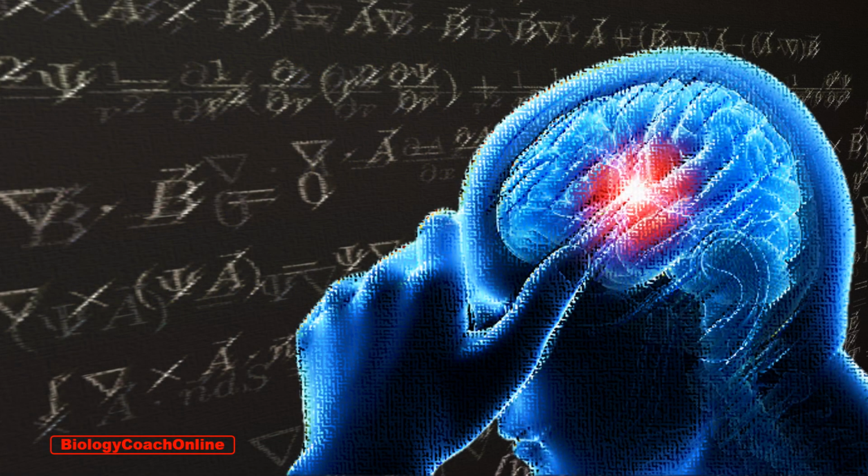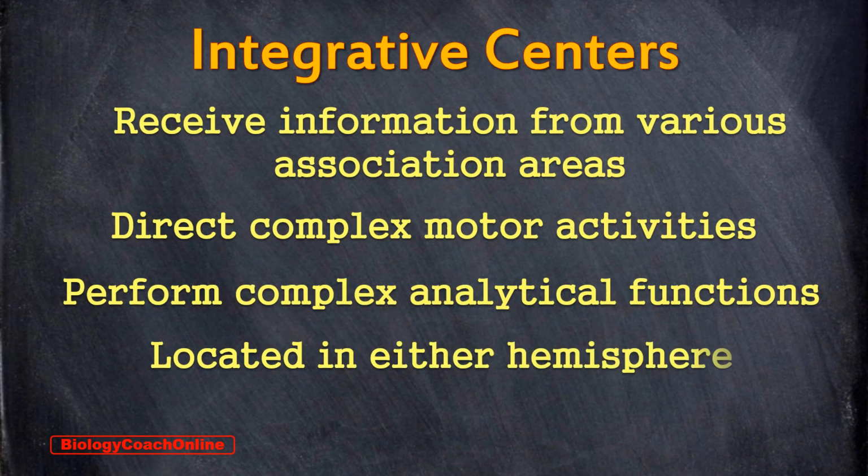Integrative centers are located in the lobes and cortical areas of either hemisphere, but not both. So in other words, if you have them in your right hemisphere, then you usually will not have them in your left hemisphere. And by the way, ICs are more commonly located in a person's left hemisphere. So there are three integrative centers for us to look at.